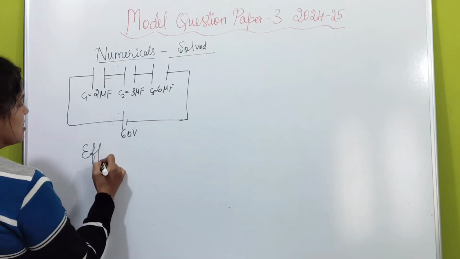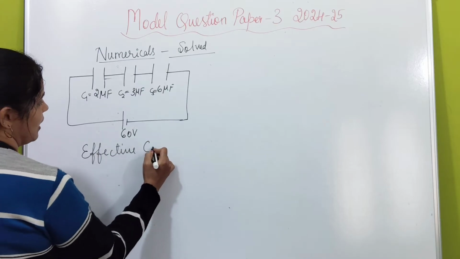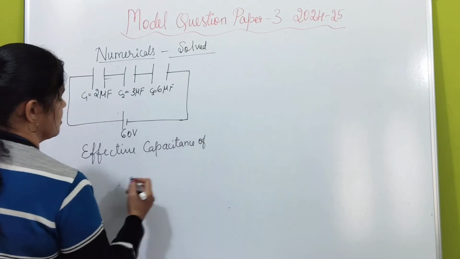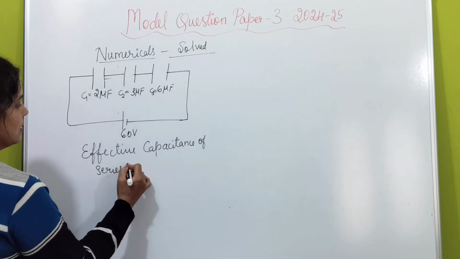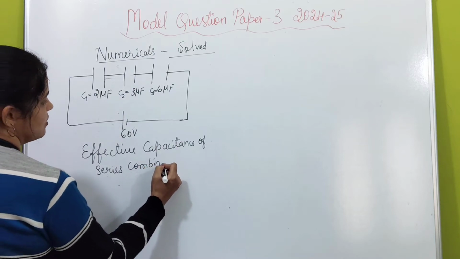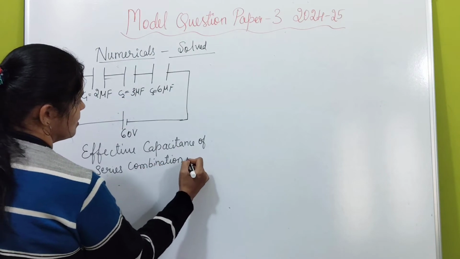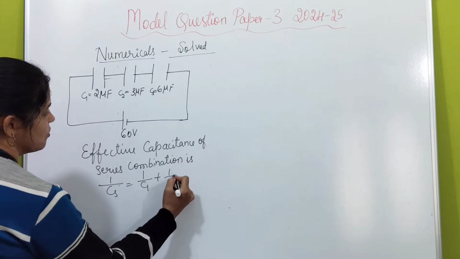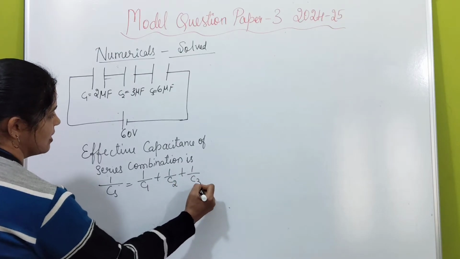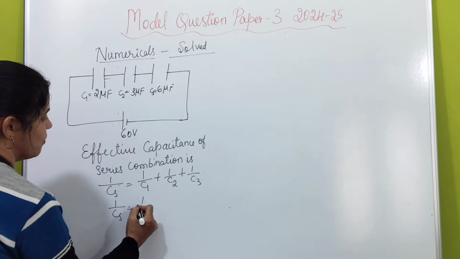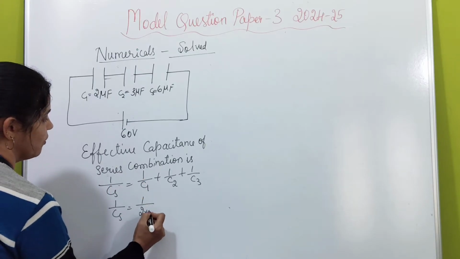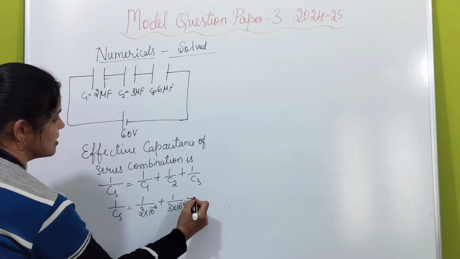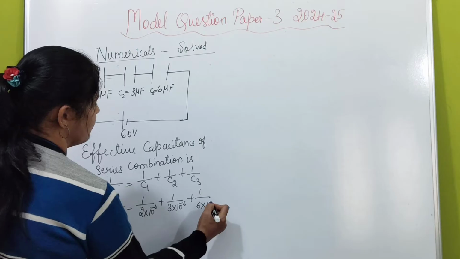So effective capacitance of series combination is, what is the formula to find out effective capacitance? It is 1 over Cs is 1 over C1 plus 1 over C2 plus 1 over C3. So 1 over Cs is 1 over C1, that is 2 microfarad, plus 1 by 3 microfarad, 10 to the power minus 6, plus 1 by 6 microfarad.